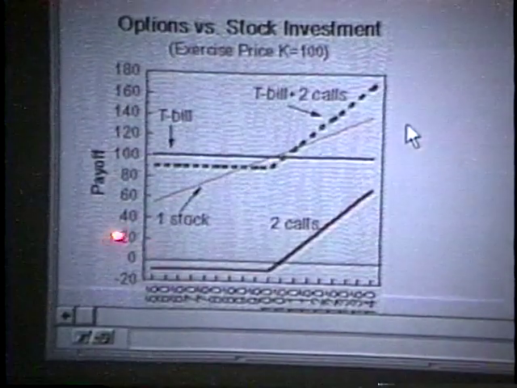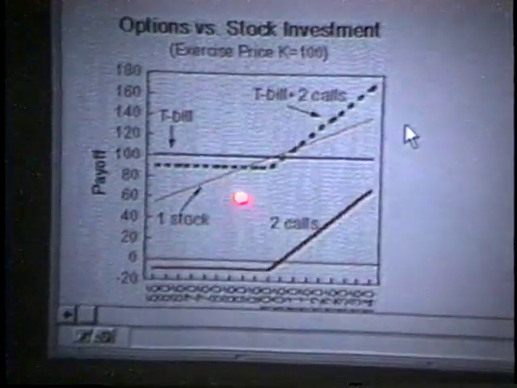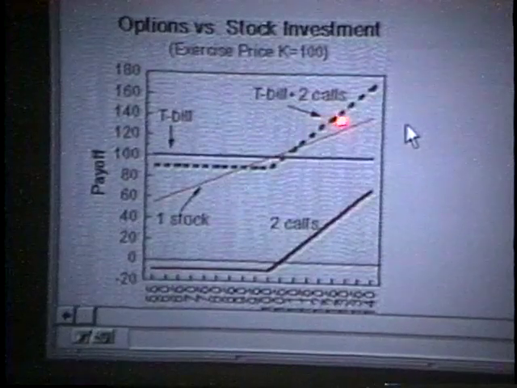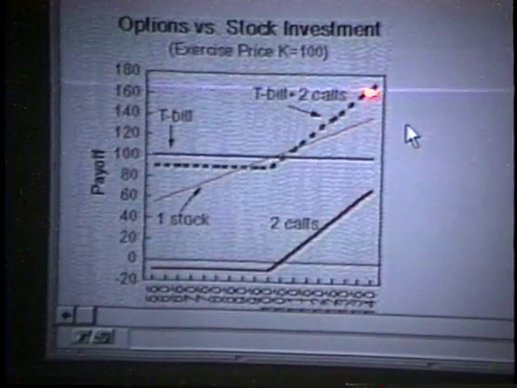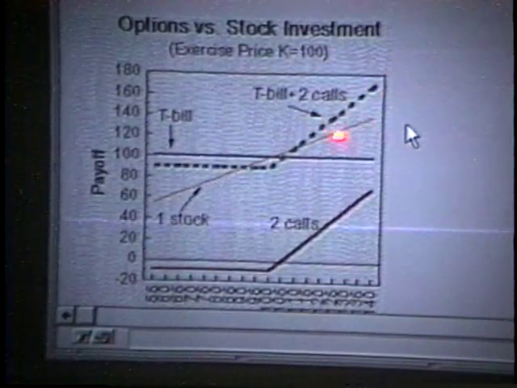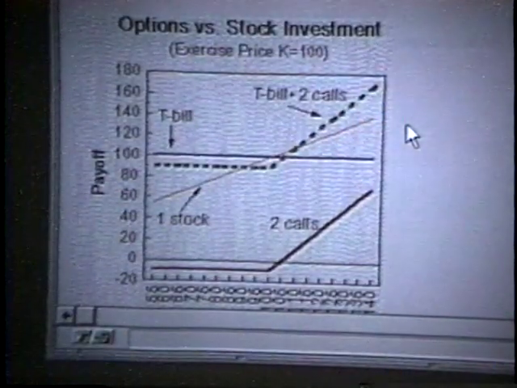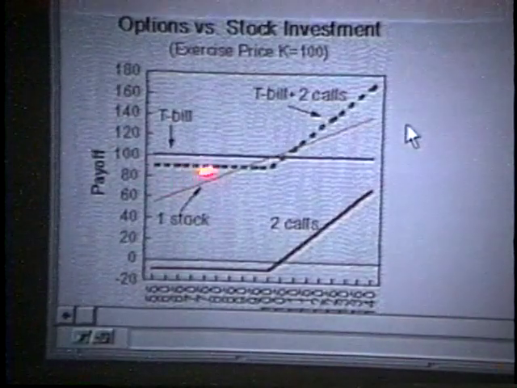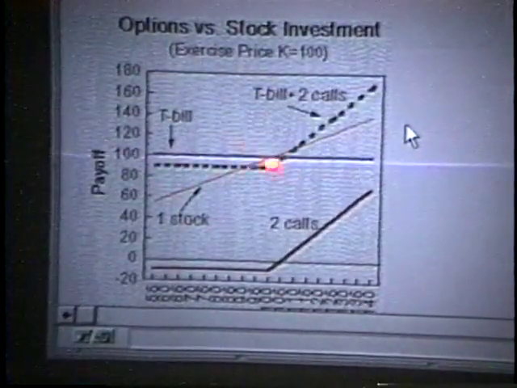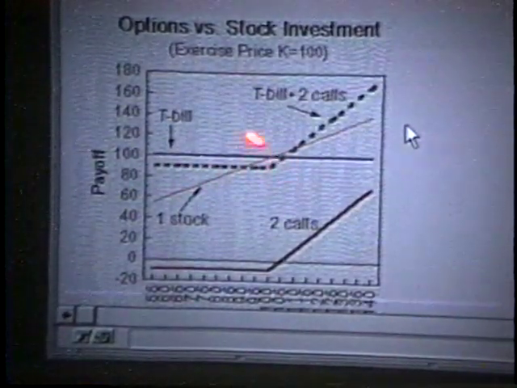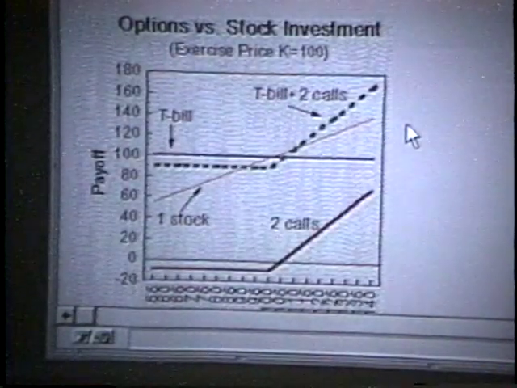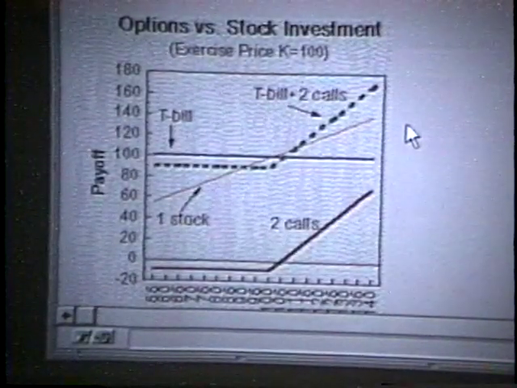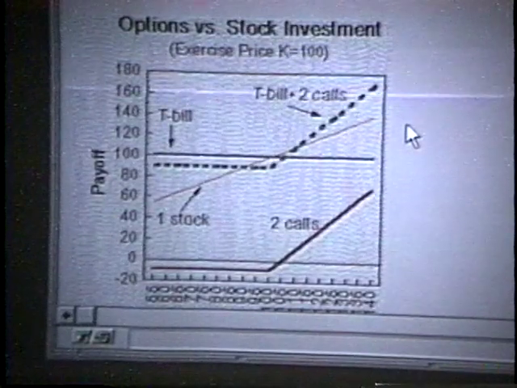But notice that if the stock price goes up a lot, I do better with the green rather than the orange. If the stock price goes down a lot, I do better with the green compared to the orange. But there is this region here where the stock price doesn't move that much, where just buying the stock has a better payoff than the T-bill plus the 2 calls.